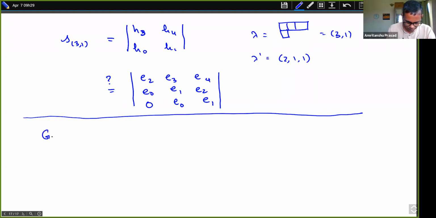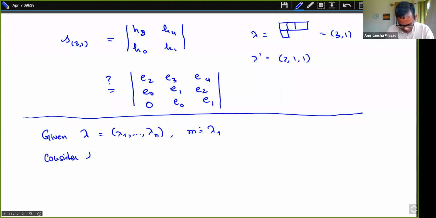So now given lambda 1 through lambda n, with, let's say, m as lambda 1. So maybe m and n could be greater than, so m could be greater than or equal to lambda 1. It doesn't matter. So let's just do it like this. And so what you do is you consider the m plus n by m plus n matrices.